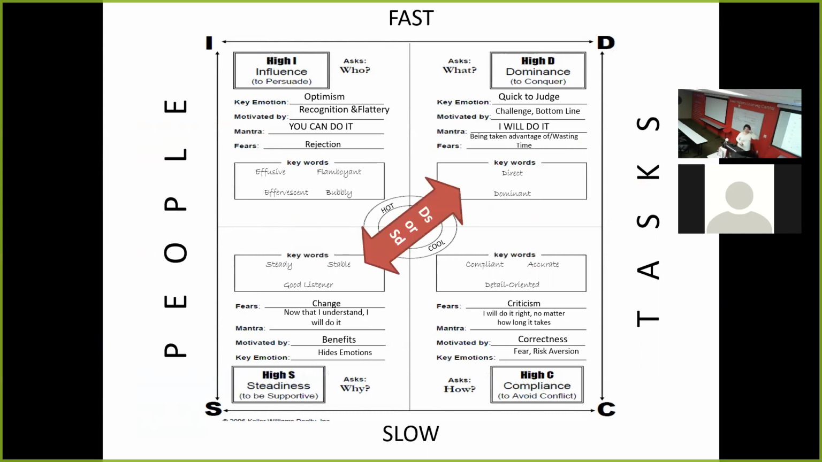Now, this is the big confusion. What happens if we crossbreed here? A DS or an SD. I call this bipolar. This is the hardest combination because Ds and S's can't coexist in the same world, in the same mind. So what you'll find is they'll switch. There'll be a D at work and there'll be an S at home. There'll be an S at work and there'll be a D at home.